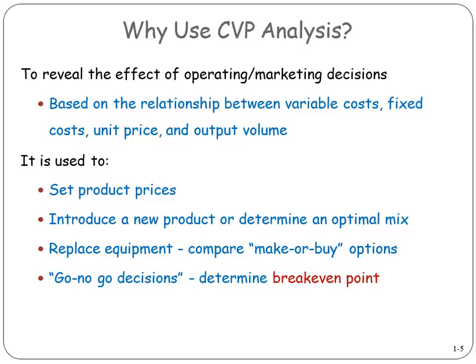So CVP is used for making some of those kinds of decisions. It's used to set product prices. What's the price that will give you the best mix of quantity and return? It'll tell you whether a new product potentially is worth introducing or not. Whether you should replace your current factory equipment or whether you should do a make or a buy option. Should you make it or should you buy it? And it'll help you, something we'll talk about in a moment, figure out your break-even point.